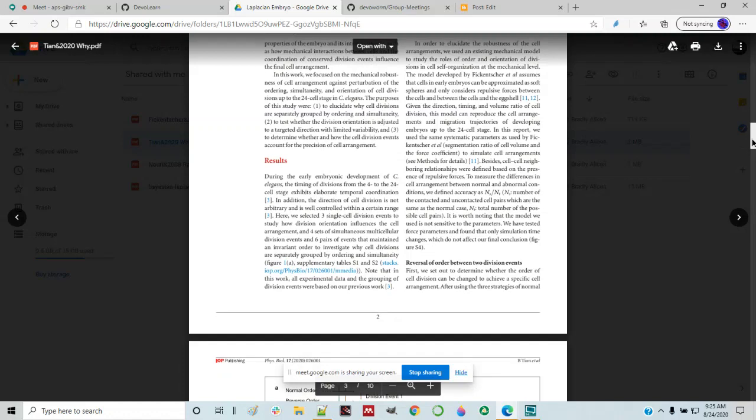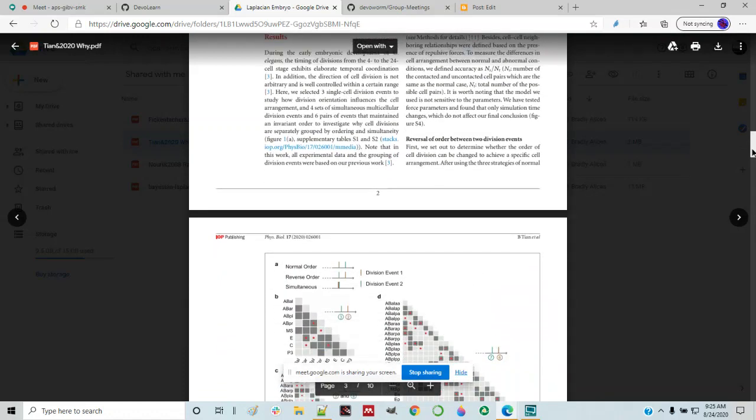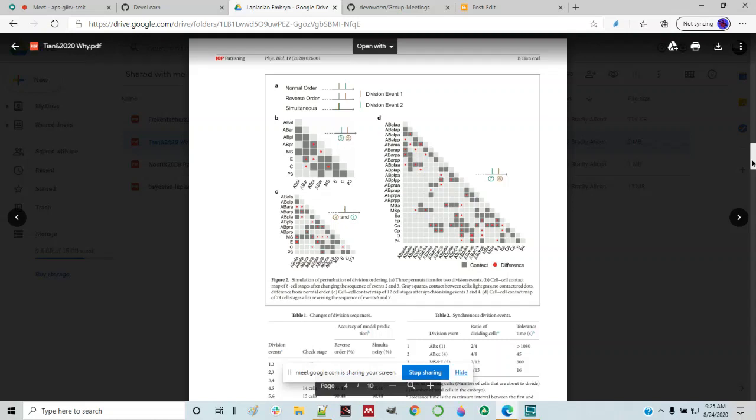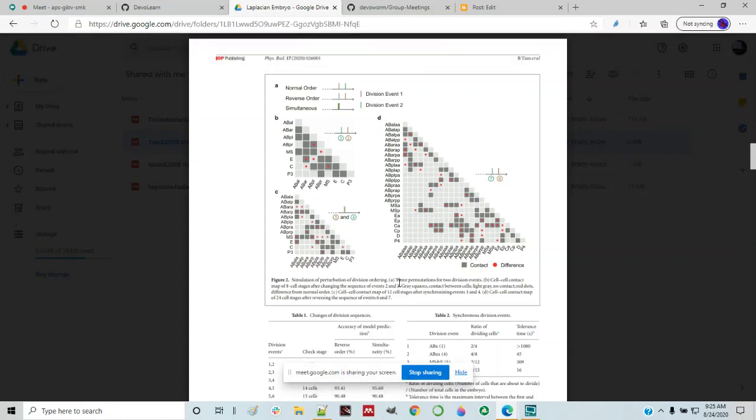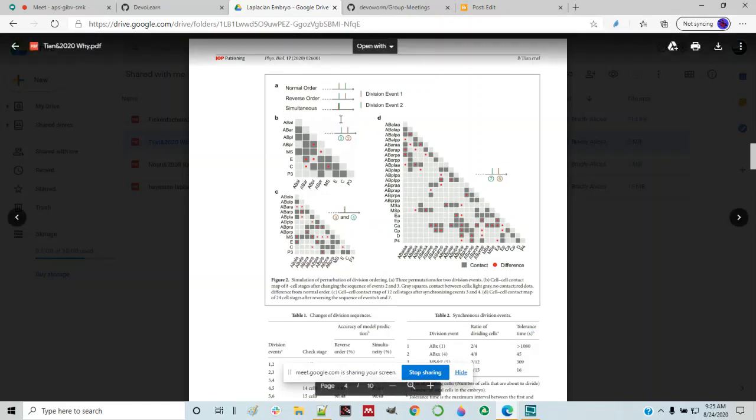So let's see. This is the figure here. This is simulation of perturbation of division ordering. Repermutation for 2 division events. Cell-cell contact map of 8-cell stages, which is A. I guess this is where they do a normal order, a reverse order, and then a simultaneous. So they have these different conditions that they do.